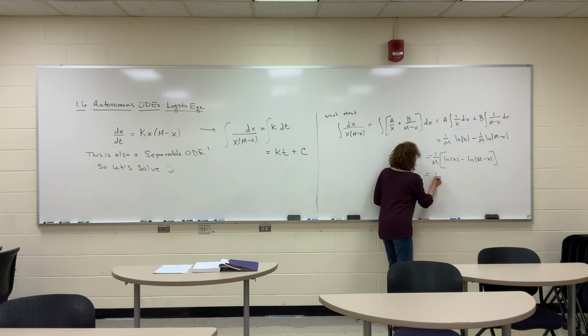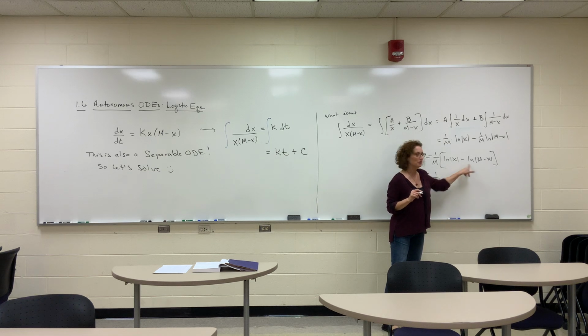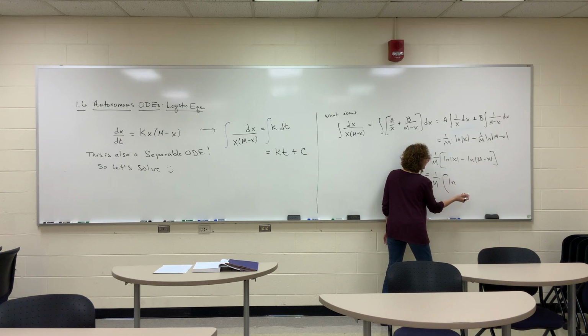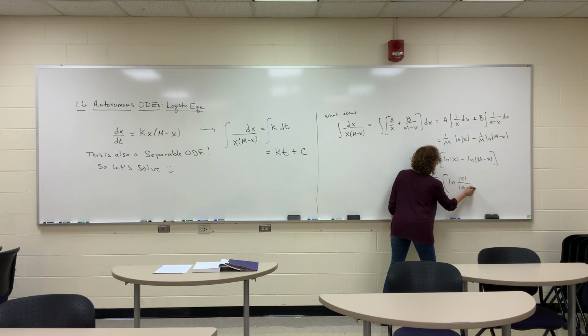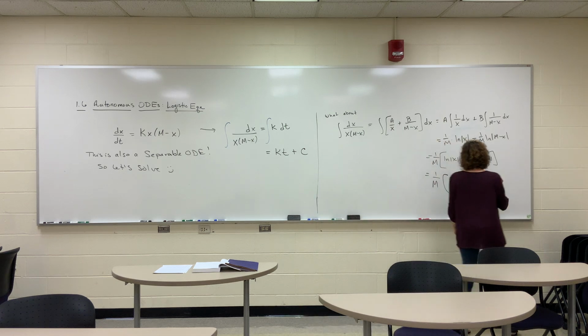All right, so now I've got my 1 over m here. What rule is this screaming out at you from natural log? Natural log of a minus natural log of b. Good. Natural log of a divided by b. Excellent.